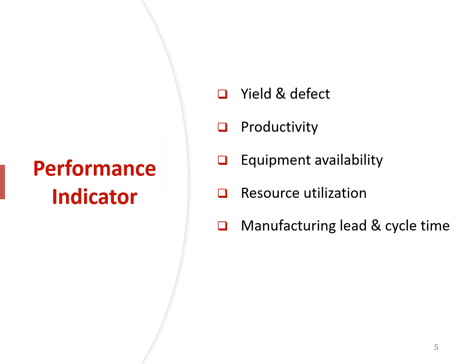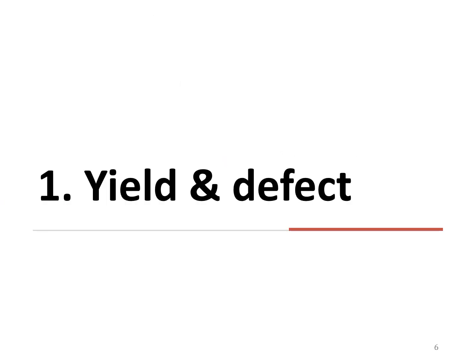So these are the performance indicators that we are going to cover. The first one is yield and defect. The second one, productivity. The third one, equipment availability, and then resource utilization. And lastly, the manufacturing lead and cycle time. So the first indicator is yield and defect.